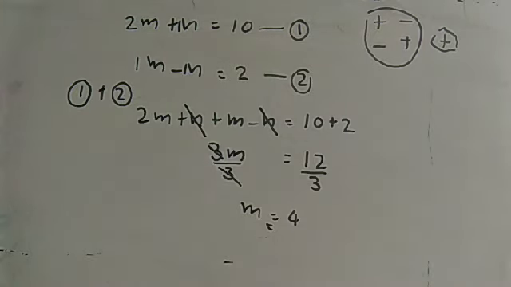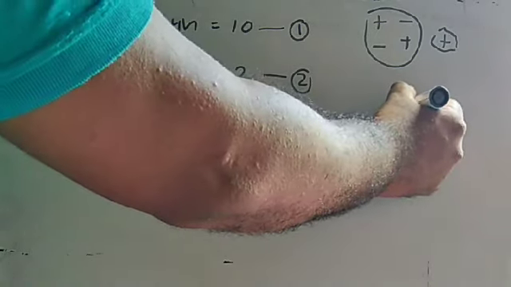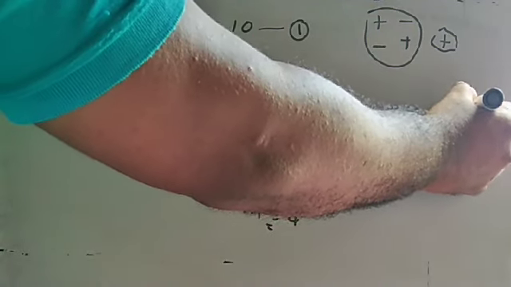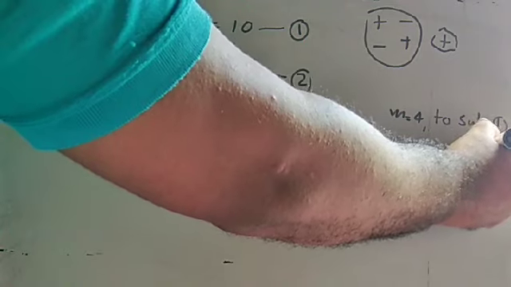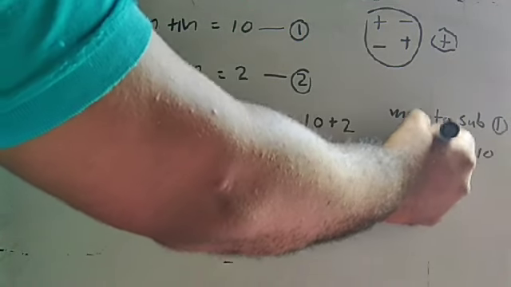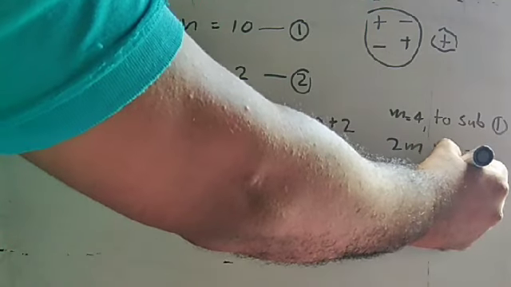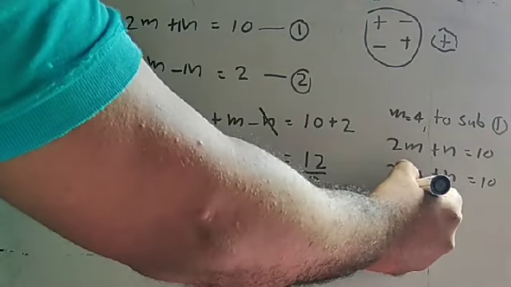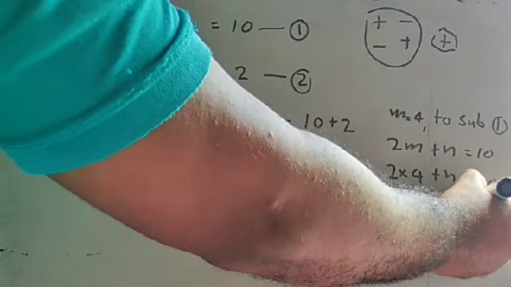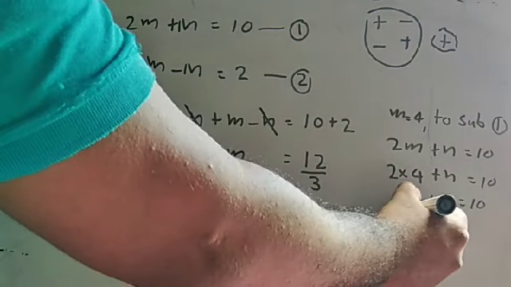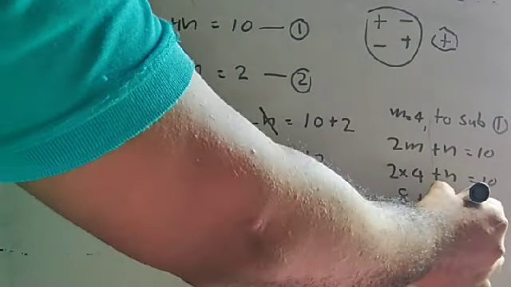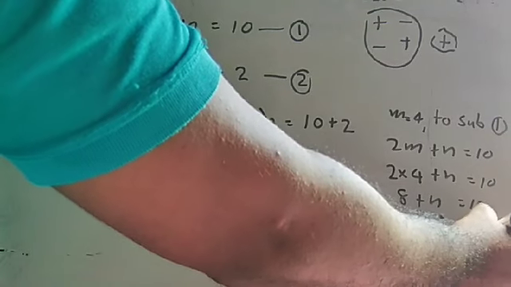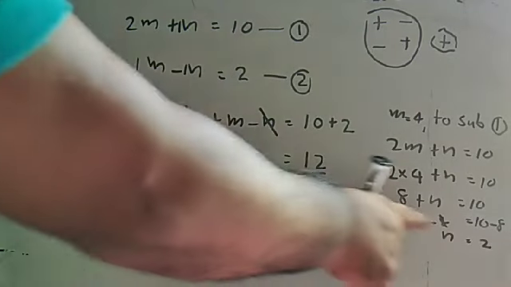Now let's find the value of n. Now m is 4. Substitute it into the first equation. What's the first equation? 2m plus n is equal to 10. Substituting m as 4, 2 into 4, 8 plus n is equal to 10. To cancel plus 8, add minus 8 to both sides. Then plus 8 and minus 8 cancel, n is 10 minus 8, 2. The value of m is 4, the value of n is 2.